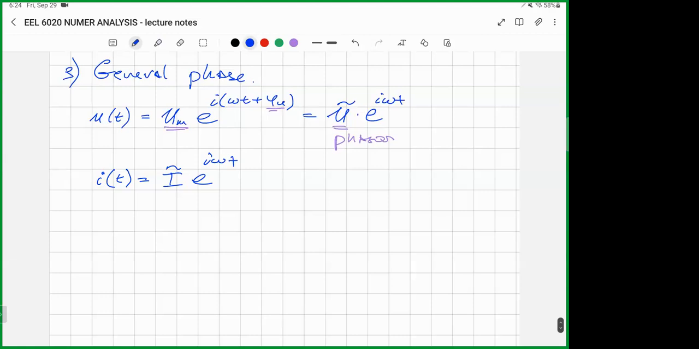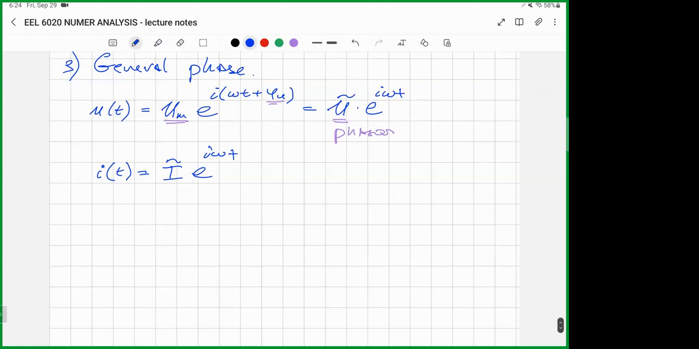Okay. And now we can take the following product to find the power. We take the product of the voltage times the complex conjugated form of the current. Okay, so why do so? We do that because when we take the complex conjugate, the complex conjugated current gets a minus here, and this harmonic function cancels out, right? It's gone. So we get rid of the fast oscillating part of the formula. Okay, so we can write it like this.